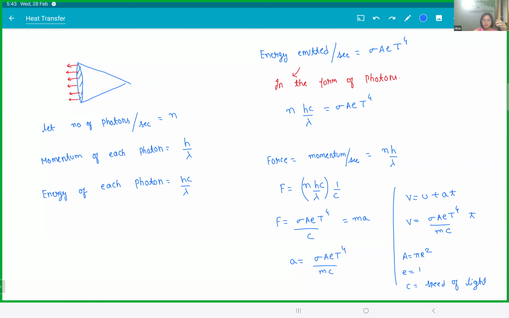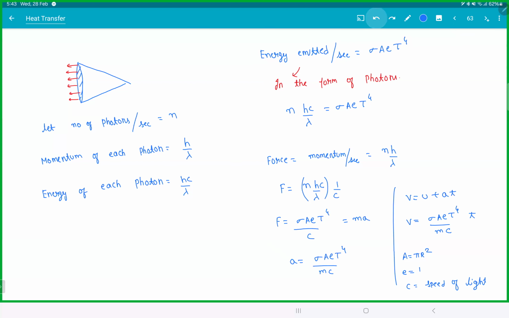Sir, the dimensions you took for force, are they matching? Hmm. h by lambda is momentum. Yeah, N is what? Number of photons per second. In that there is time, okay. Clear with this? Did you observe something? Once you got the idea, the steps are not much, right?